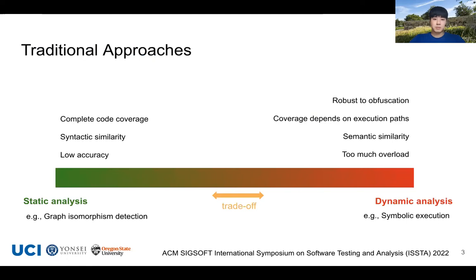Traditionally, to solve this problem, there have been two approaches, static analysis and dynamic analysis. Static analysis mostly focuses on syntactic similarity, and it has a complete code coverage. But it suffers from low accuracy because there can be syntactically similar but semantically different components. On the other hand, dynamic analysis examines the execution trace, and that's why it can better capture the semantic similarity. However, it requires too much overhead. So traditional approaches are usually located between these and focus on controlling the trade-off.